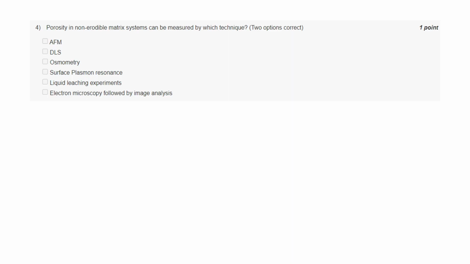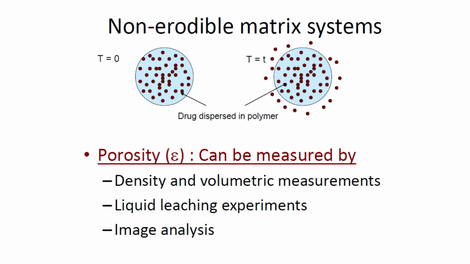The right options were liquid leaching experiments and electron microscopy followed by image analysis. Porosity is one of the parameters of how you can characterize these non-erodible matrix systems. Porosity generally means the amount of pores or the dimension of the pores in a non-erodible matrix system.